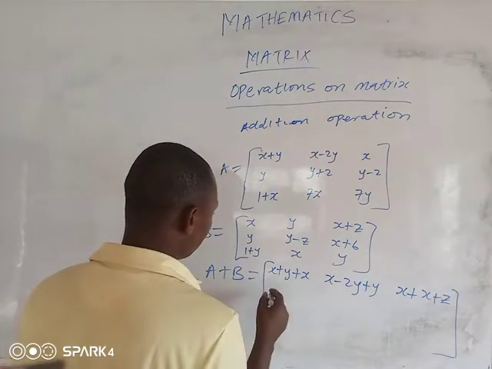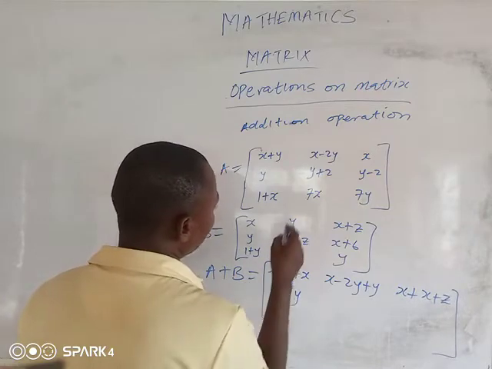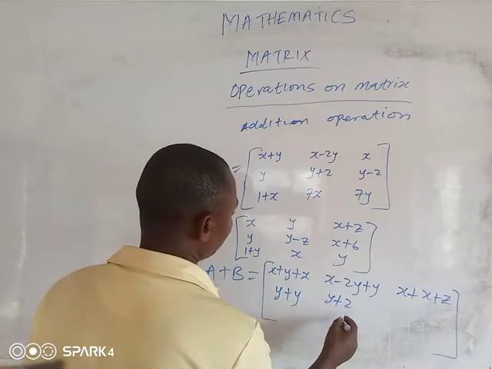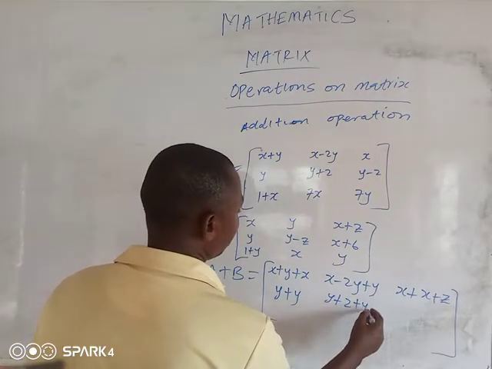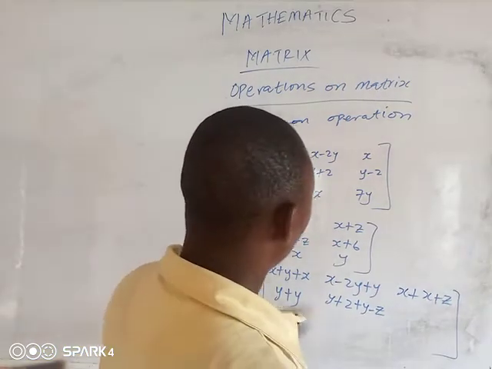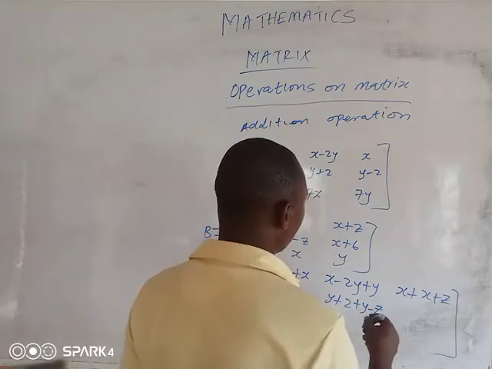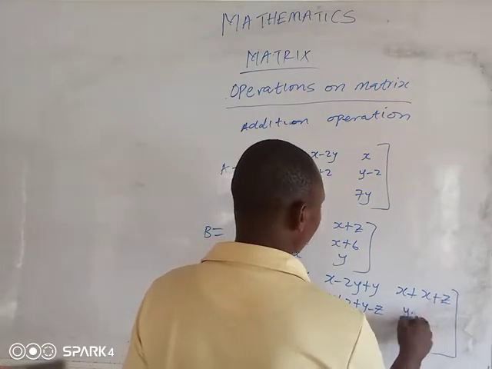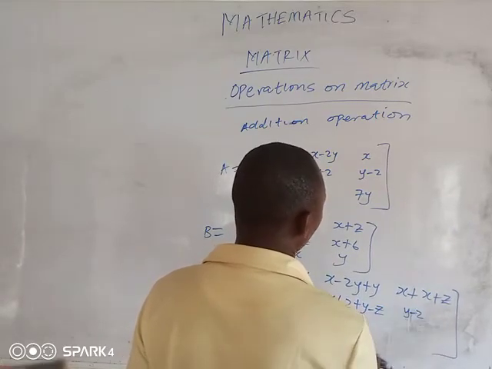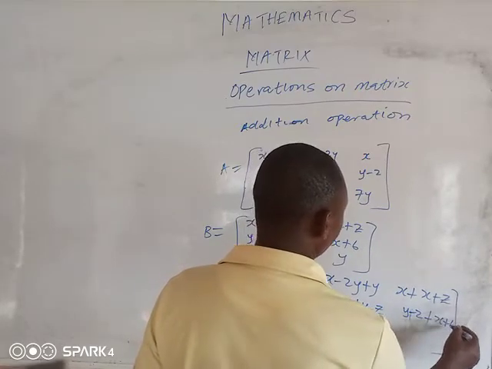A21 and A21, Y plus Y. A22 and A22, Y plus 2 plus Y minus Z. So A23 and A23 we added together. Y minus 2, Y minus 2, Y minus 2 plus S plus 6.